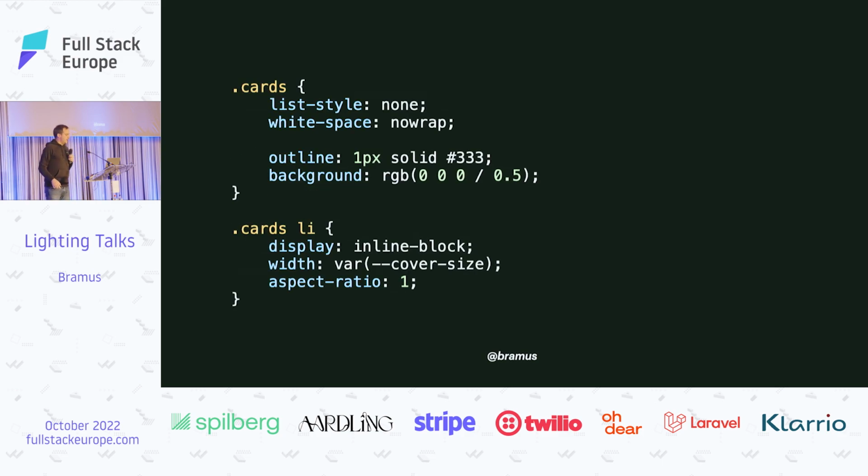And then the first thing we actually do is make sure that all the covers are on one horizontal line. We do this by setting display: inline-block onto the list items themselves. That way they sit next to each other instead of underneath each other. And then we also add white-space: nowrap to the wrapper to make sure that they don't wrap when they hit the outer edge. So now they sit on one horizontal line.